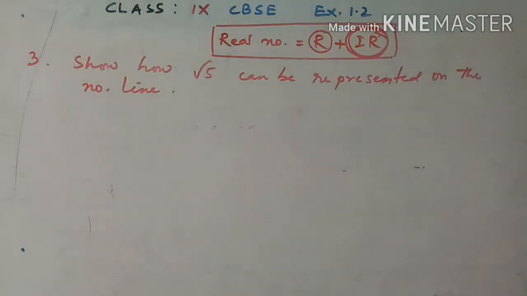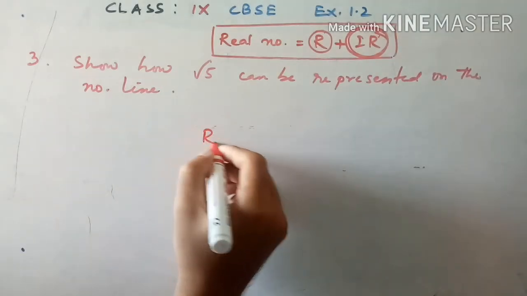Question number 3. How can root 5 be represented on the number line? This type of question I have already shown in the previous classes in the introduction, and you can go to my YouTube channel to find it. Okay children, my YouTube channel is Ranbir Mathematics.